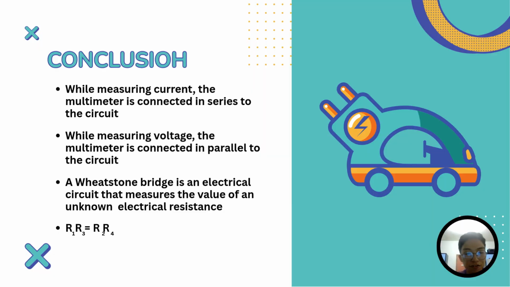In conclusion of this assignment, while measuring current, the multimeter is connected in series to the circuit. While measuring voltage, the multimeter is connected in parallel to the circuit. A Wheatstone bridge is an electrical circuit that measures the value of an unknown electrical resistance with the formula R1 times R3 equals R2 times R4.